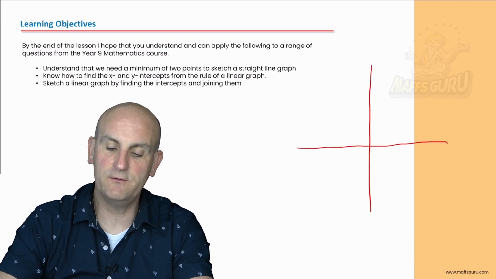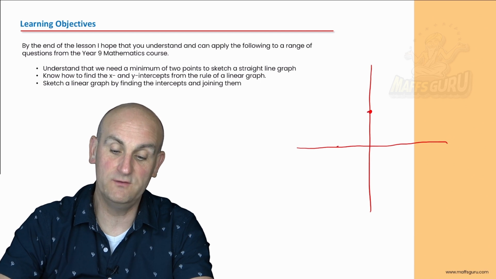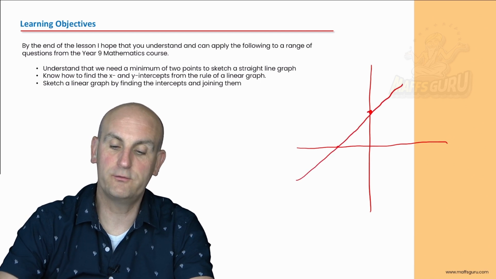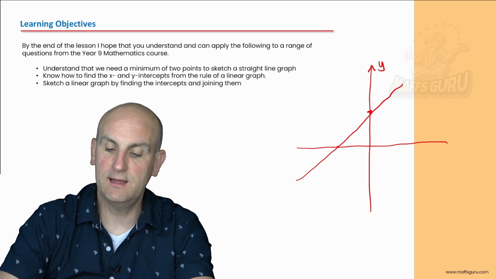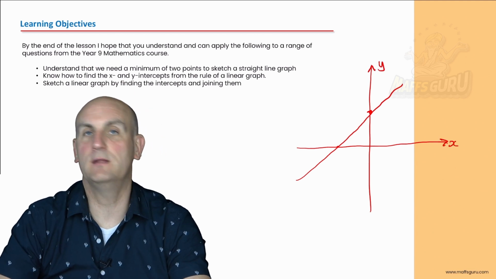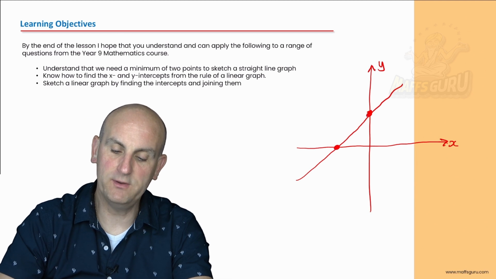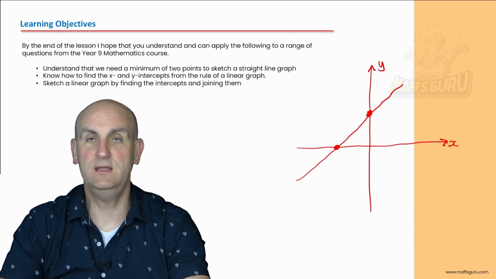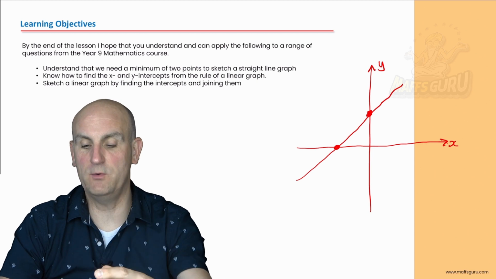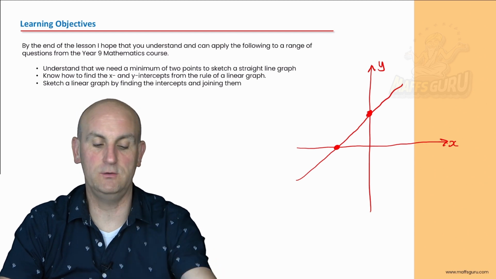But intercepts are effectively where straight lines, or in fact any lines, cut through the x-axis and the y-axis, he says, labeling them in completely the wrong way. So this point here and that point there are intercepts, right? That's what we're going to learn a little bit more about today and sort of use.